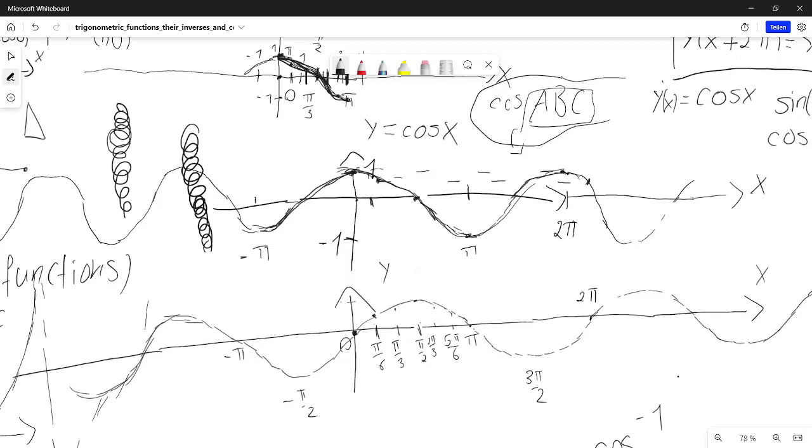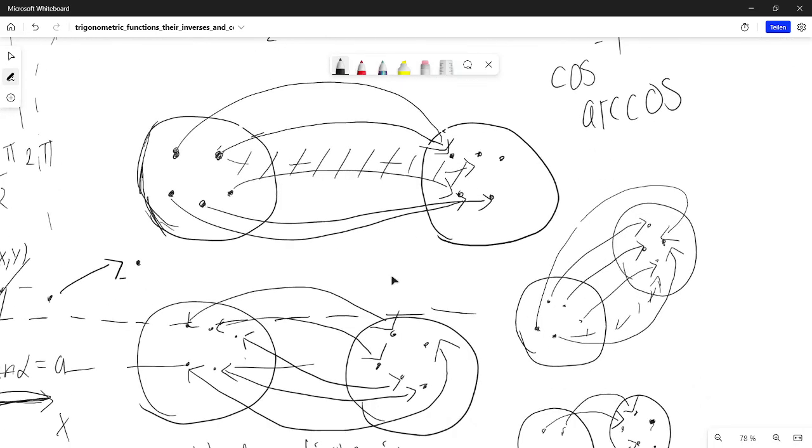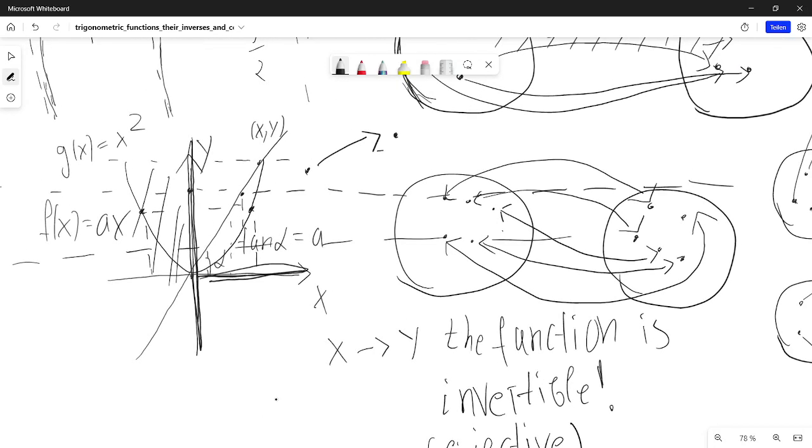But now consider this one piece. Consider just this single piece. Looks nice, right? Looks invertible. And it is invertible. If I take this single piece, only this, then this function looks totally invertible. And it is. So smart people came up with the idea to invert exactly this piece.